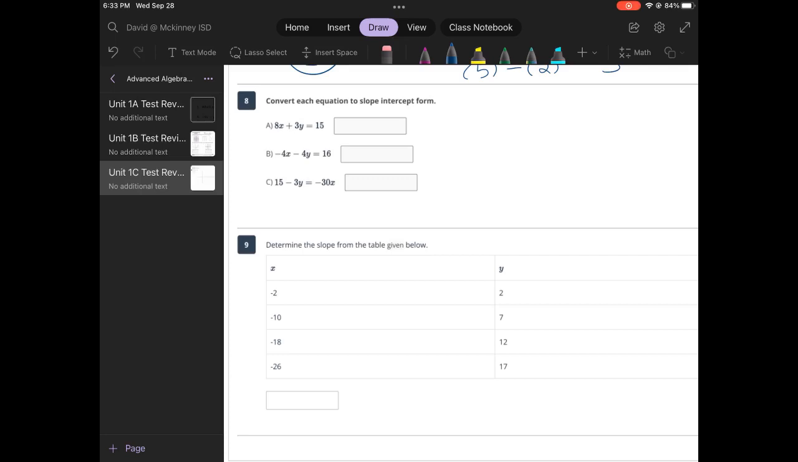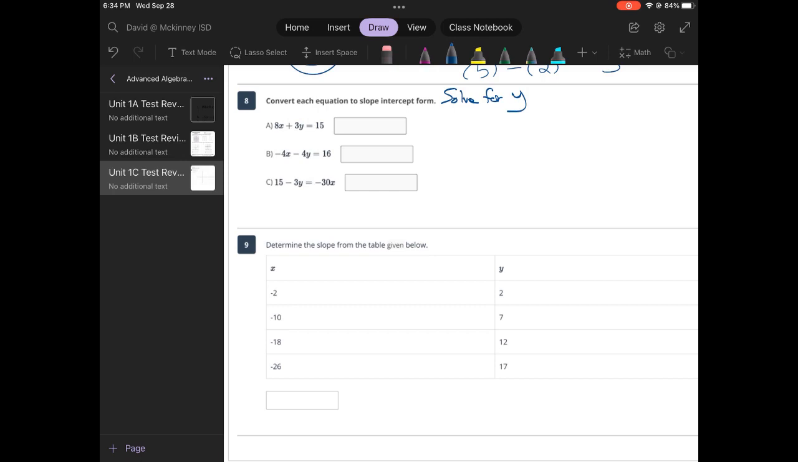Question 8 asks me to convert each equation to slope-intercept form. These equations are at least in the case of A and B, standard form right now. In the case of equation C, it is in a mixed form. Being able to convert an equation into slope-intercept form is an essential skill. It's what we call solving for y.